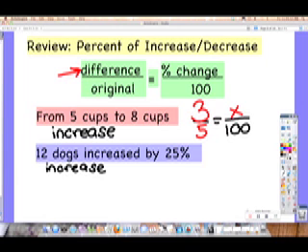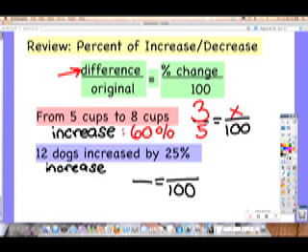We've got difference over original equals the change in percent over 100. What's the percent on this one? 25. Okay, so I have something over something equals 25 over 100. All right, 12 dogs increased. Where do we put the 12? Michaela, what do you think? Good job. Perfect. She said put it on the original. That's absolutely fantastic. Okay, X here.